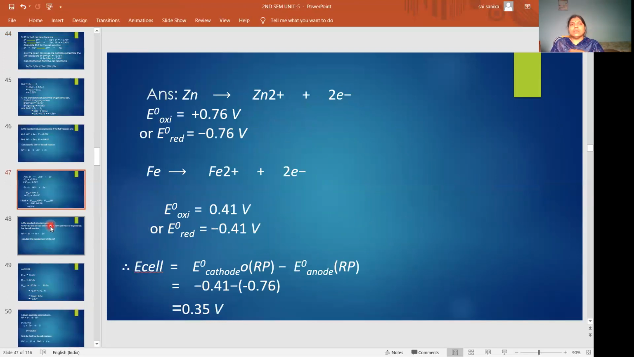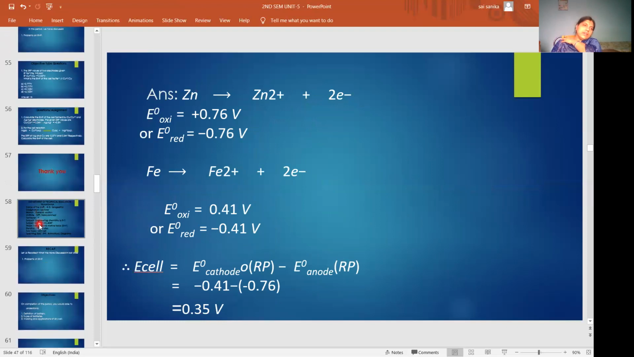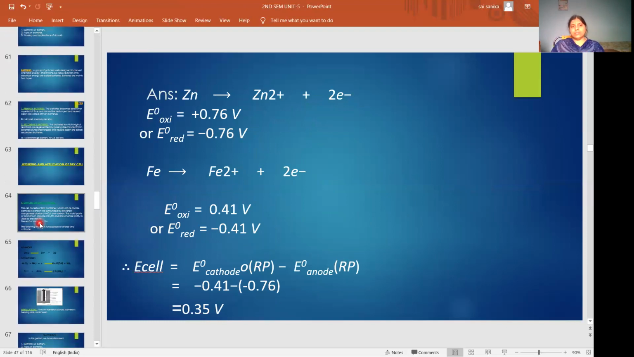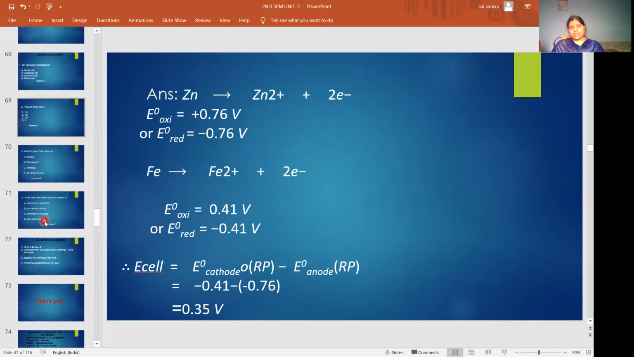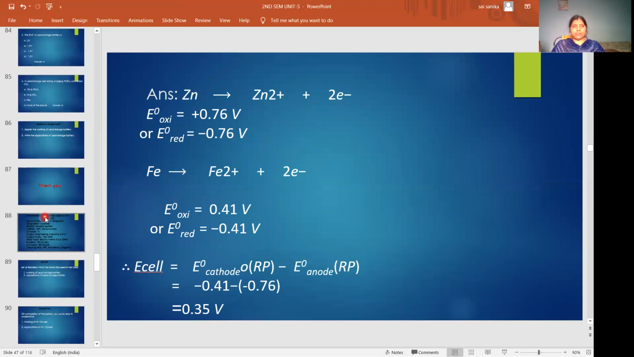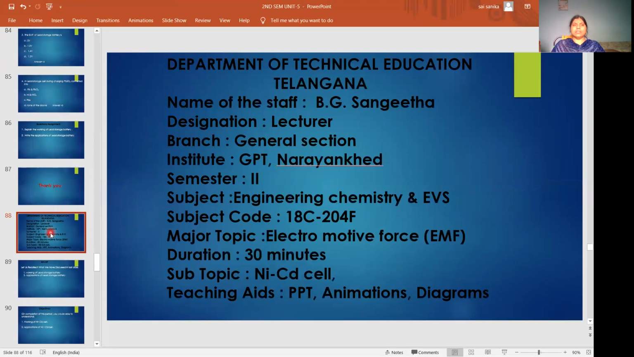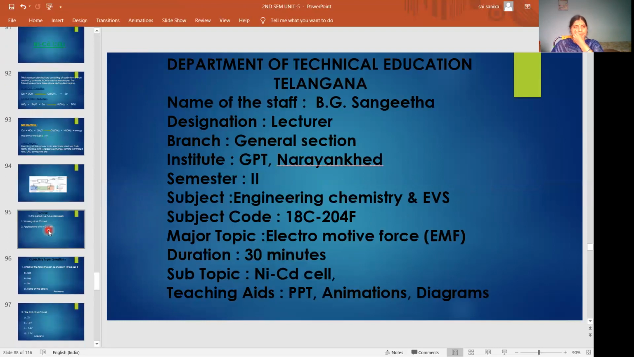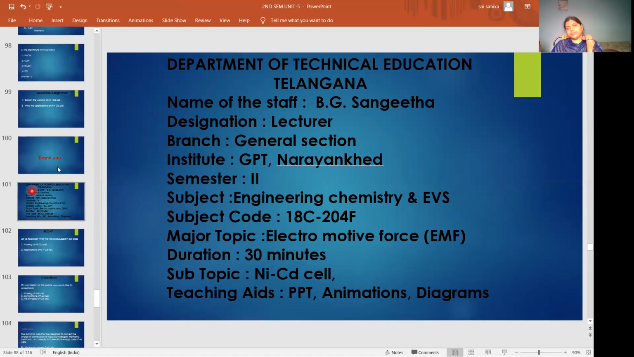In the next class we will study the fuel cell. During that class I will once again repeat all these cells and then go on to the next cell. If you have any doubts, you can clarify your doubts.